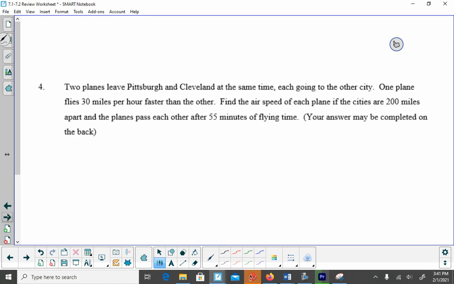Number 4, 2 planes leave Pittsburgh and Cleveland at the same time. Each is going to the other city. So here's Cleveland, and here's Pittsburgh. And you have one plane flying this way, you have one plane flying this way, and somewhere they're going to meet. They're going to pass each other. One plane flies 30 miles per hour faster than the other. Find the airspeed of each plane if the cities are 200 miles apart and the planes pass each other after 55 minutes of flying time.